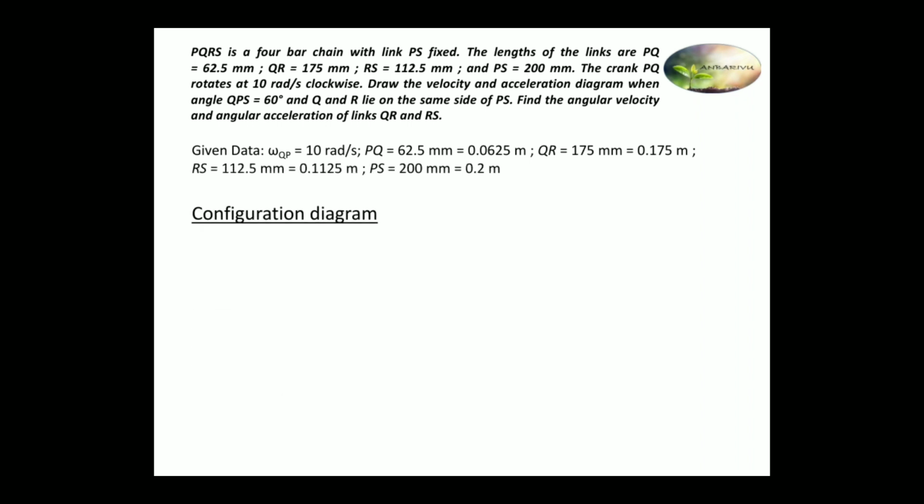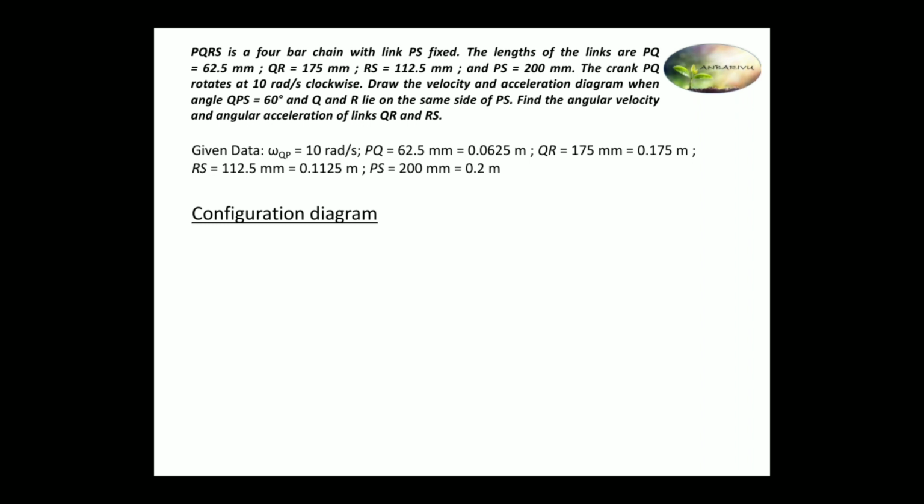Draw the velocity and acceleration diagram when angle QPS equal to 60 degrees and Q and R lie on the same side of PS. Find the angular velocity and angular acceleration of links QR and RS. First, write the given data. The angular velocity of QP equal to 10 radian per second, PQ equal to 62.5 mm, converted into meters, and QR equal to 175 mm, RS equal to 112.5 mm, PS equal to 200 mm.